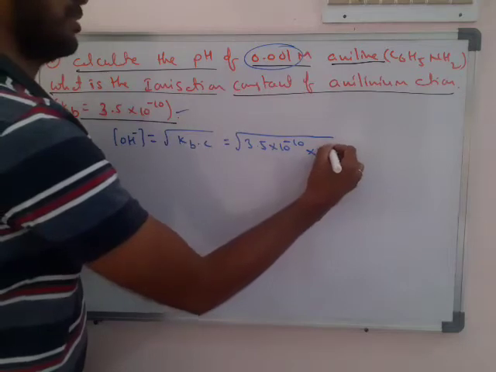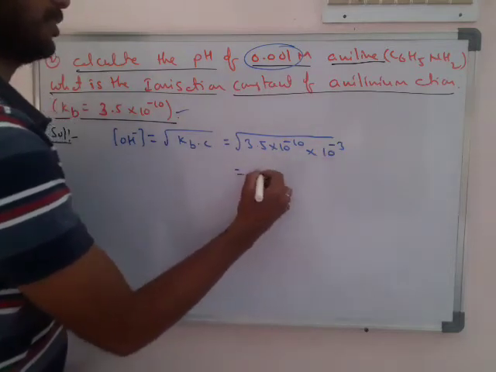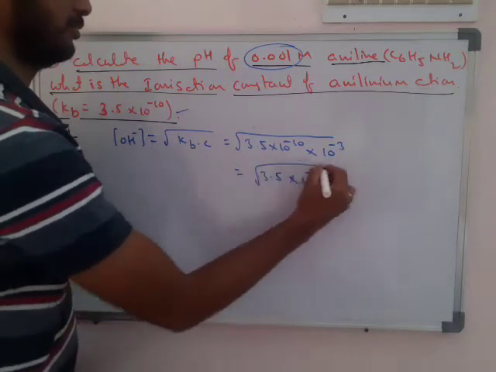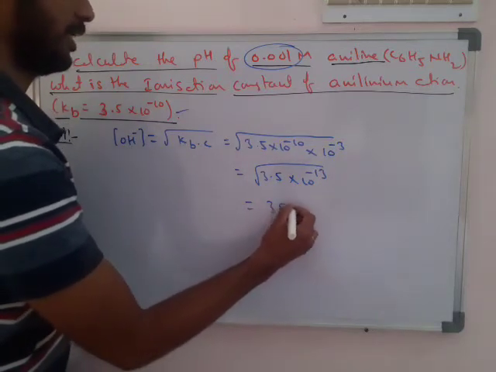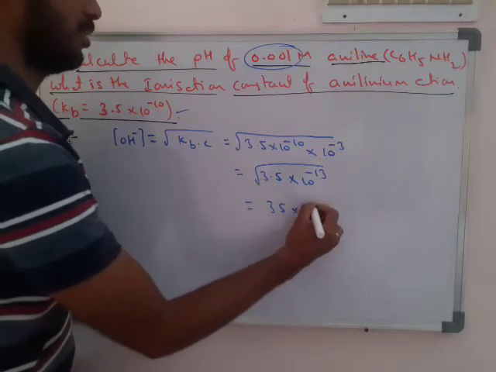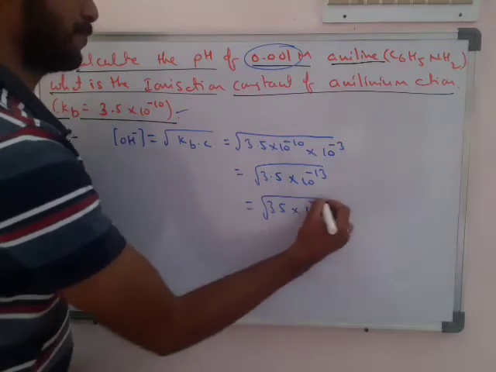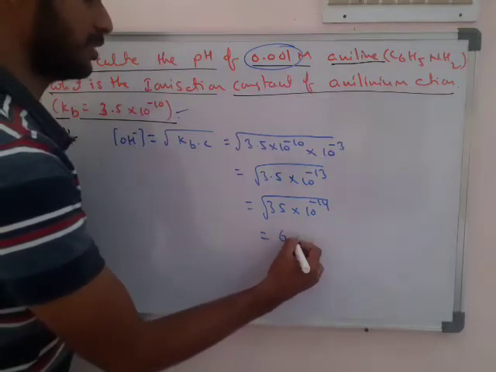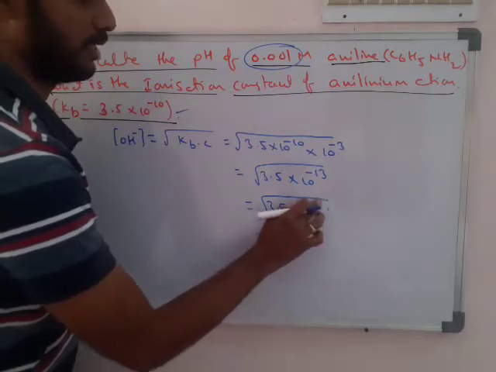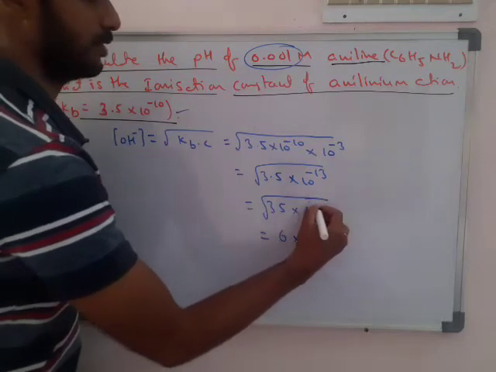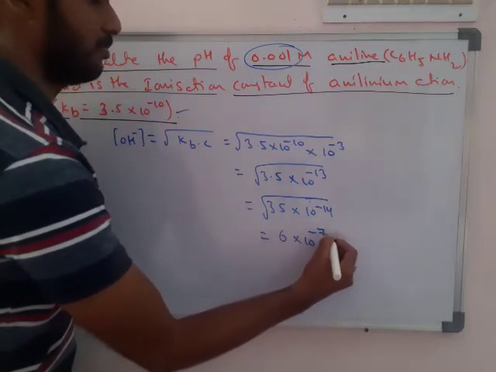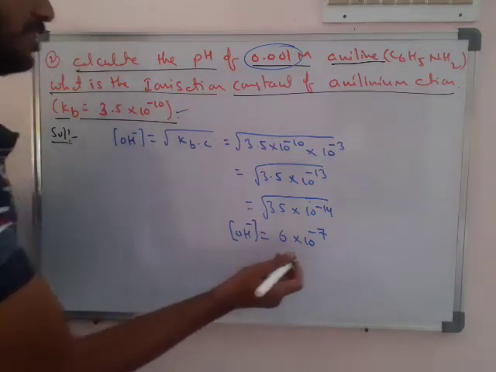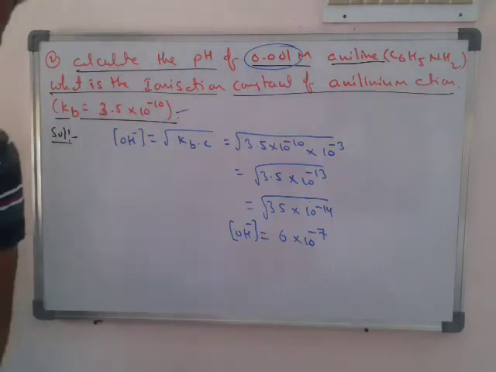0.001, so make it 10 power minus 3. So 3.5 into 10 power minus 13. Make it 35; here we are increasing, here we are decreasing. Approximately take 35 as 36, and root 36 is 6, so 10 power minus 14 means 10 power minus 7. Therefore the OH minus ion concentration is 6 into 10 power minus 7.